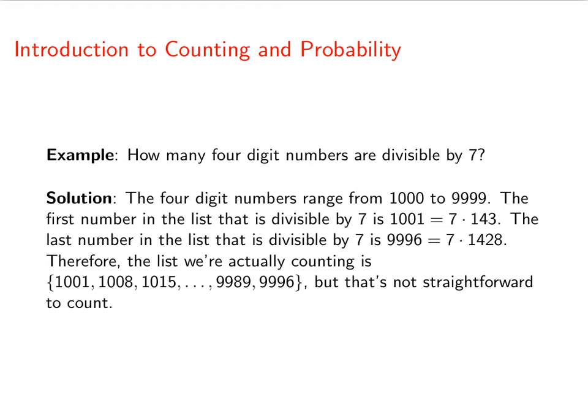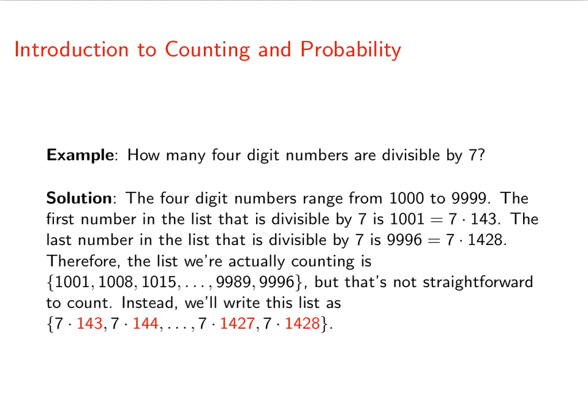All right, so the list that we're actually counting starts at 1001, and then we can go by 7s. 1001, 1008, 1015, and so on. But that's not really all that straightforward to count. I mean, you could do it if you just counted them out, but there's a better way.